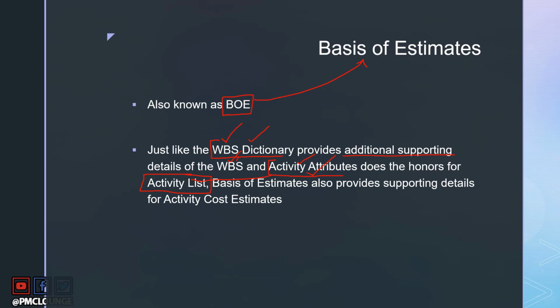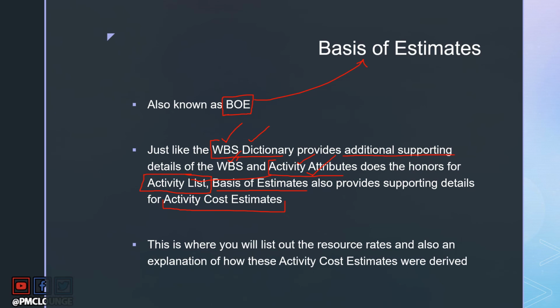Similarly, basis of estimates is a document which provides additional supporting details to the activity cost estimates that we just discussed. So whatever cost estimate you are providing for each activity, a supporting document known as BOE, or basis of estimates, is going to explain the very basis of why you have given a certain estimate for an activity. A point to note here is that the basis of estimates is what is going to include your resource rate, and it is also going to include an explanation of how these activity cost estimates were derived.